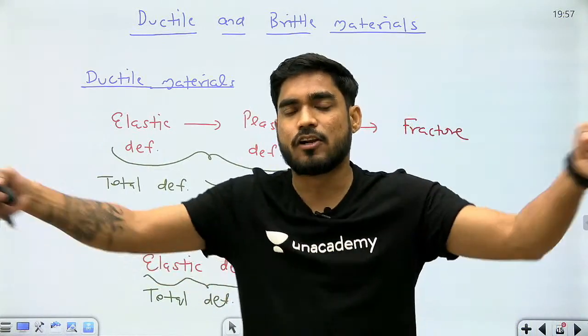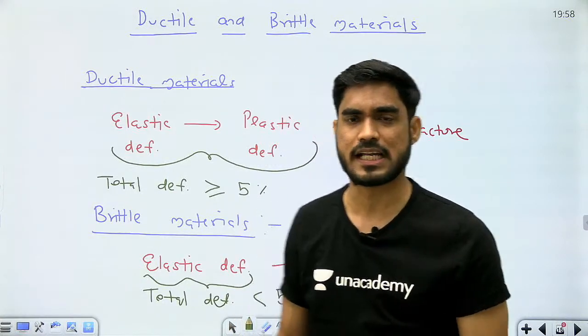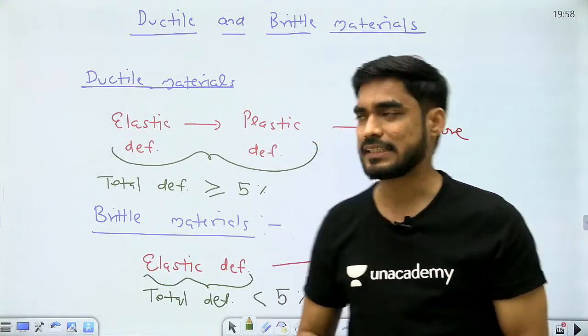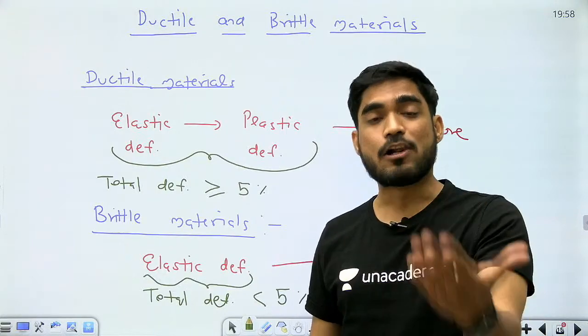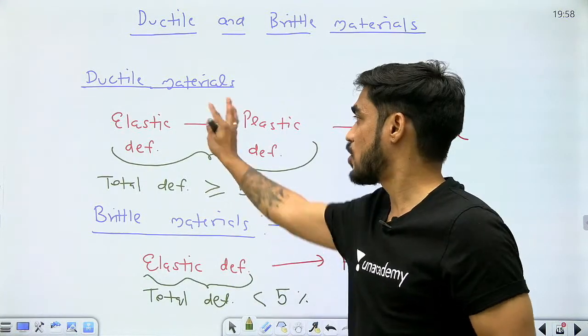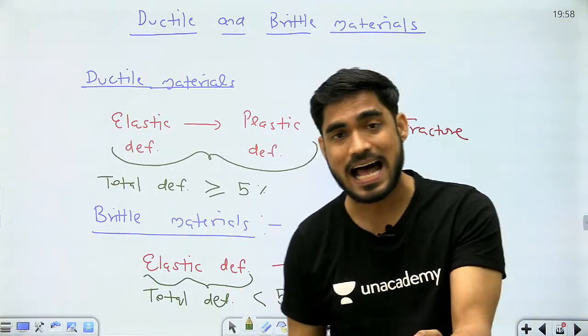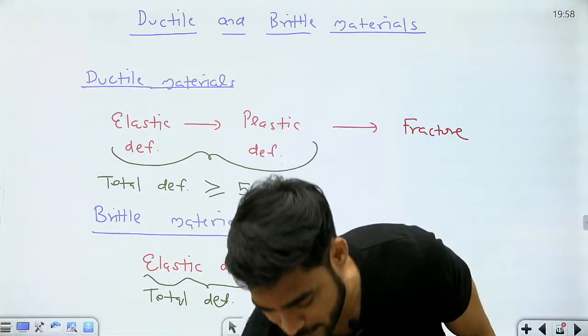But if I am applying the load and there is only 1 mm deformation or 2 mm deformation, it means it is a brittle material. What are the examples? Ductile material के examples क्या होंगे? Steel, copper, aluminum. These are the examples of ductile material. What are the examples of brittle material? Glass, cast iron, wood. These are the examples of brittle material.